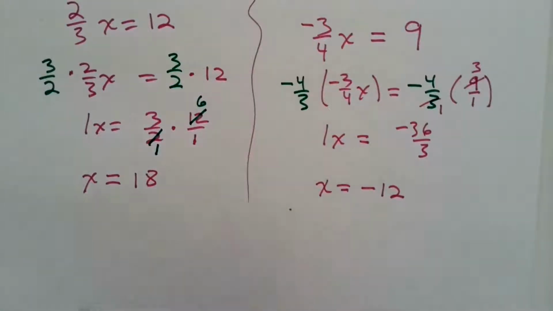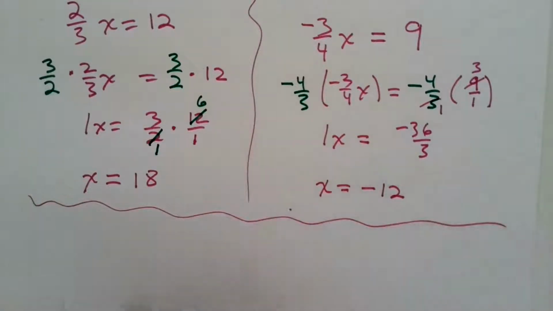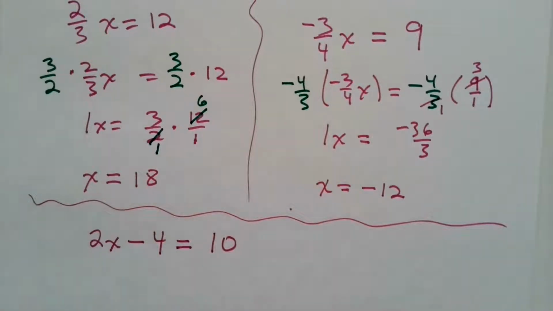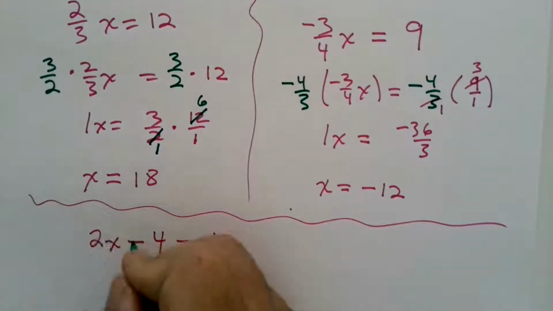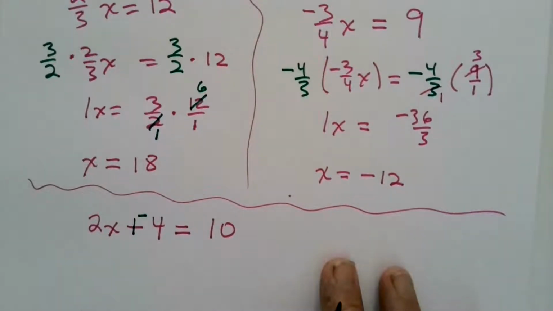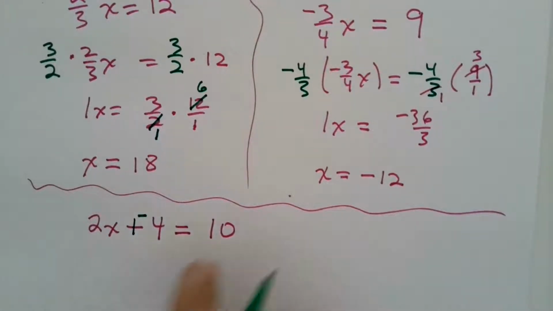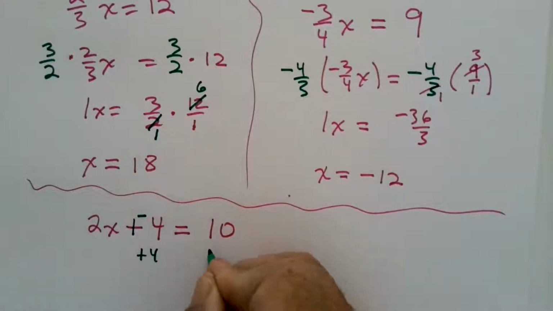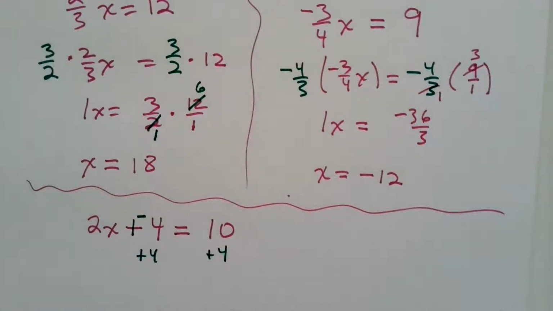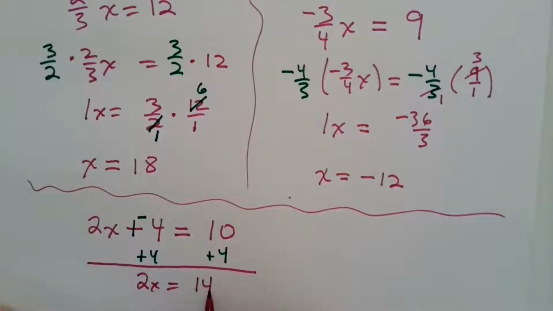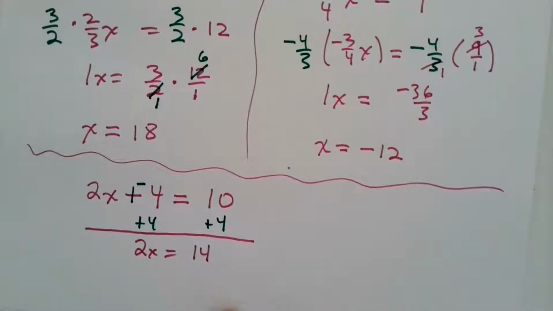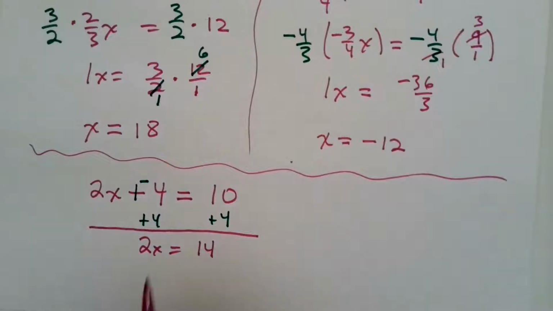We can also do two-step equations that require us to maybe both add and divide, something like 2x minus 4 equals 10. So I like to go ahead and make the minus sign a plus negative. We want to get x by itself. So I'm going to go ahead and add 4 to both sides first. Add 4, add 4. So now I get 2x plus 0 is 10 plus 4. 2x is 14.